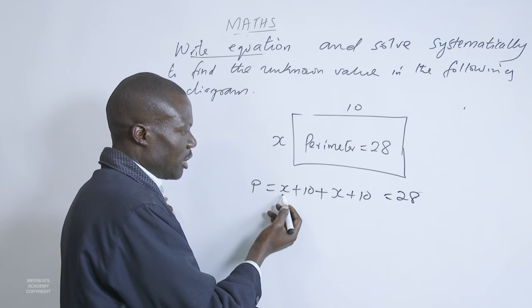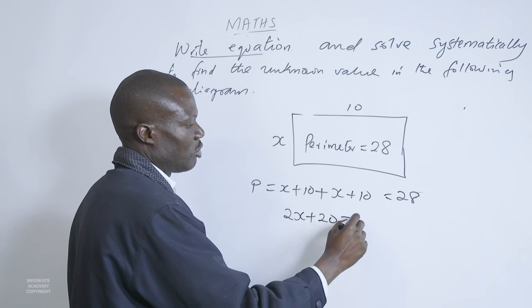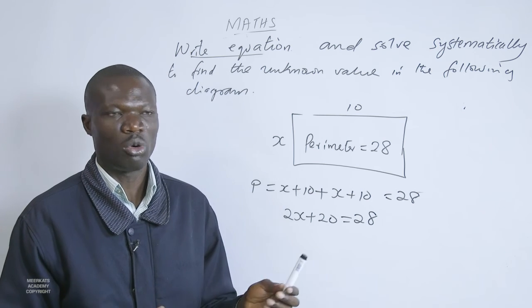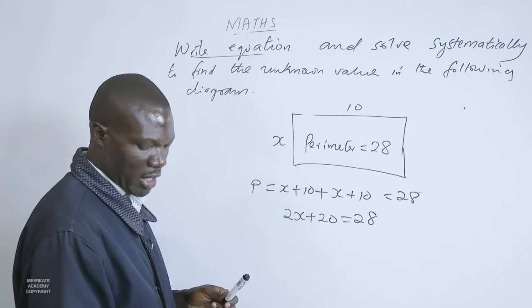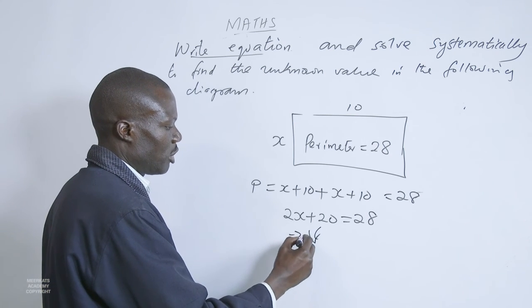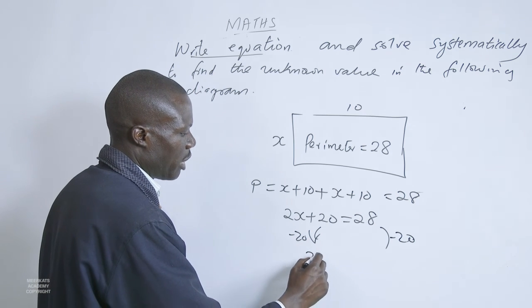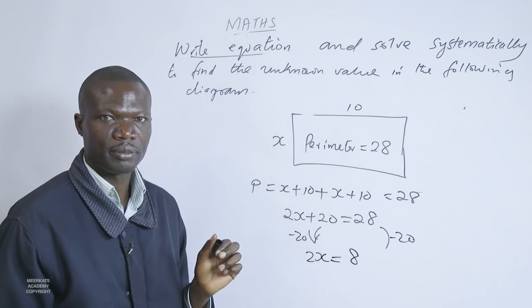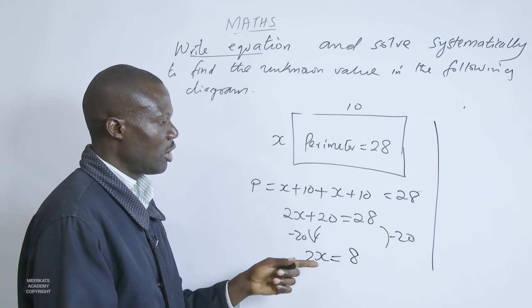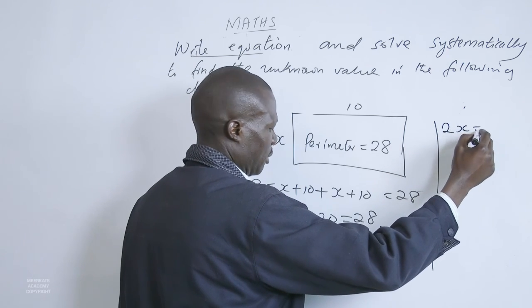So collecting like terms here, x and x are like terms, so this will be 2x, plus 10 and 10 gives us 20, equal to 28. Now this has been simplified to a simple two-step equation. So the first thing we approach here will be to work on the 20. We shall simply subtract 20 here and subtract 20 here. When you subtract 20, you remain with 2x equals 8. That's what you have here, because 20 minus 20 is 0, and 28 minus 20 is 8. So what we are remaining with here is 2x equals 8.